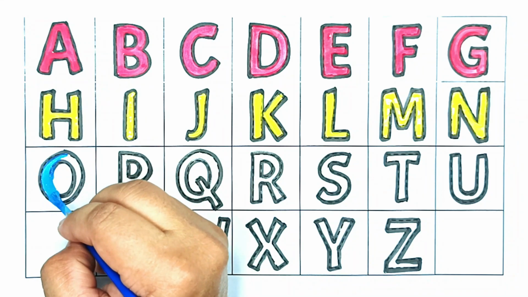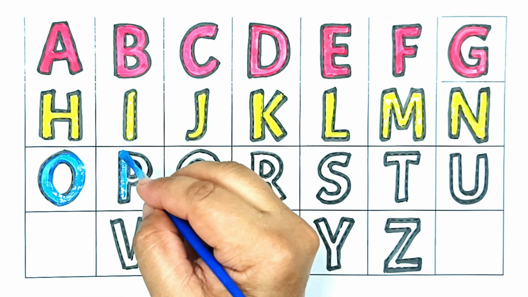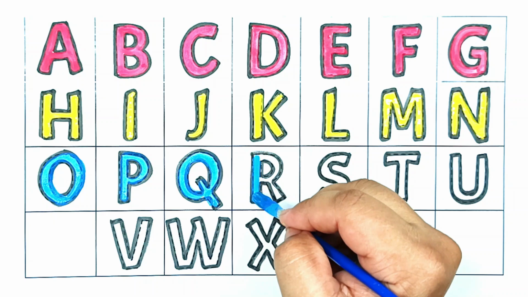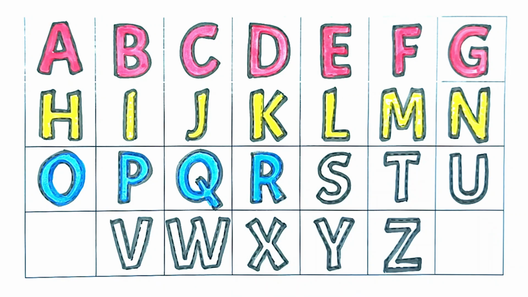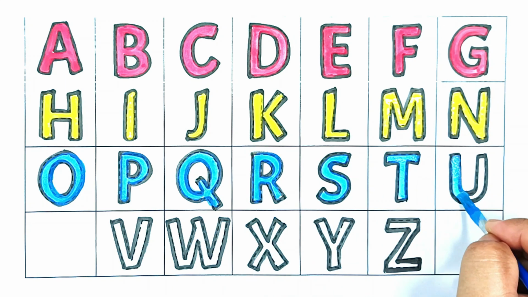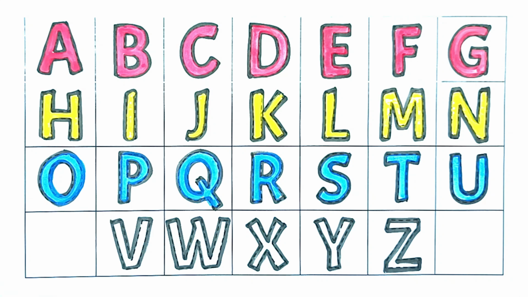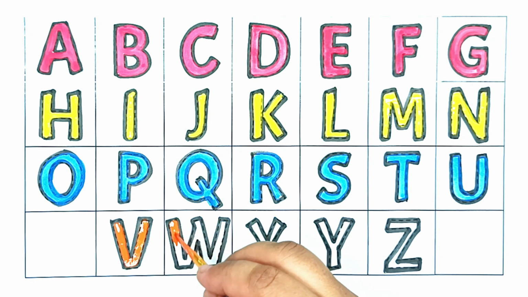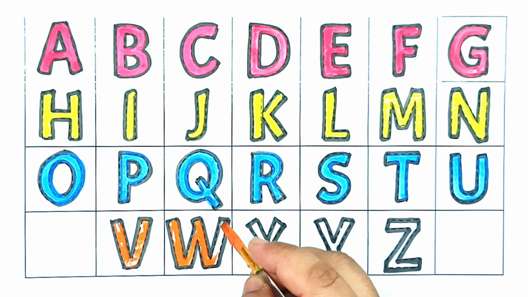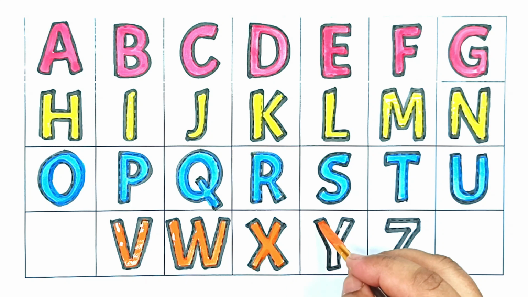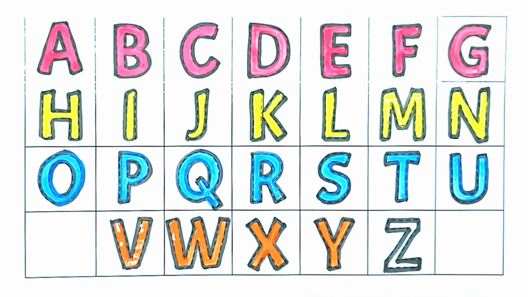O for onion, P for pen, Q for queen, R for ring, S for star, T for train, U for umbrella, V for van, W for watch, X for xylophone, Y for yacht, Z for zebra.